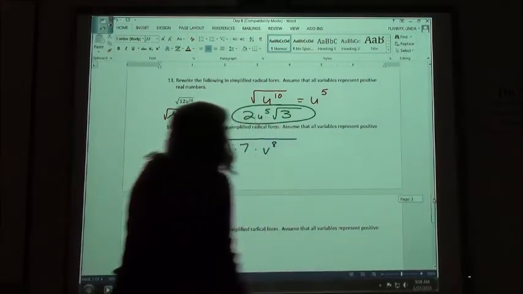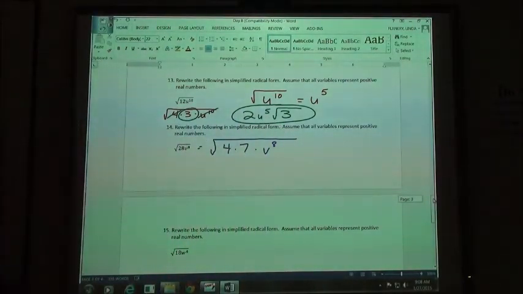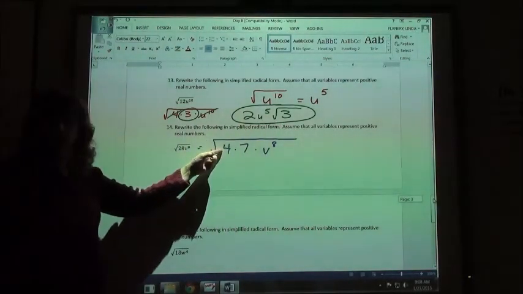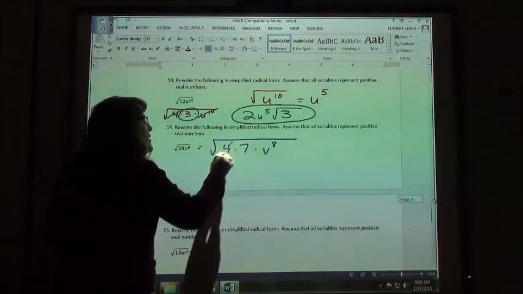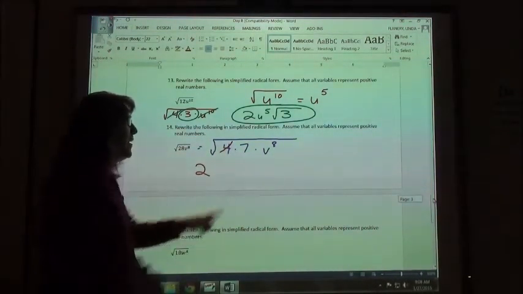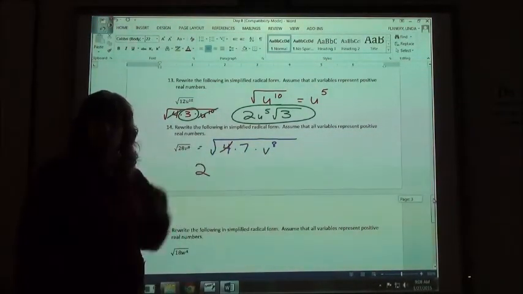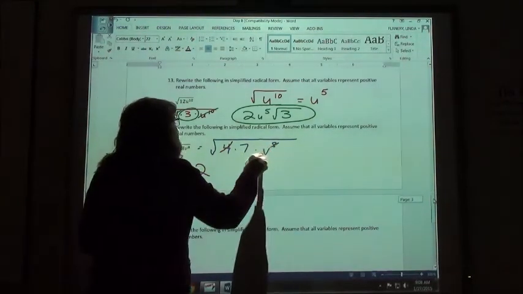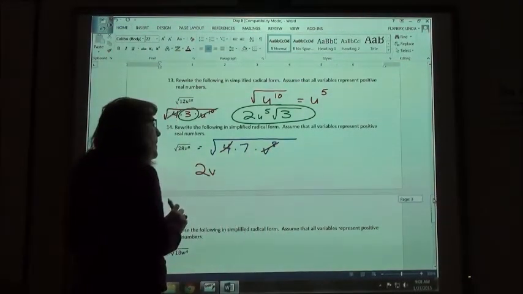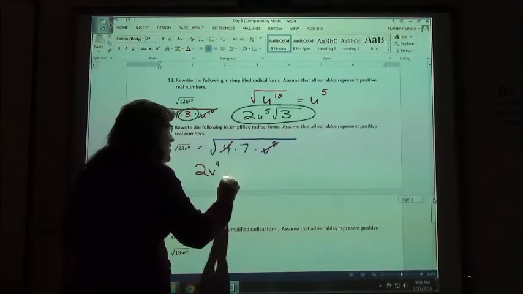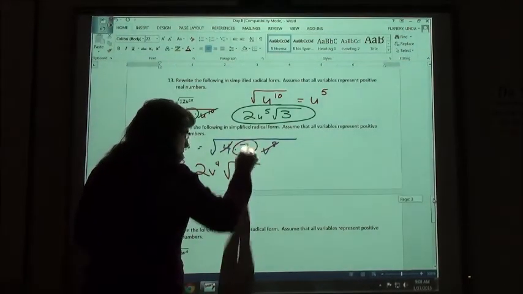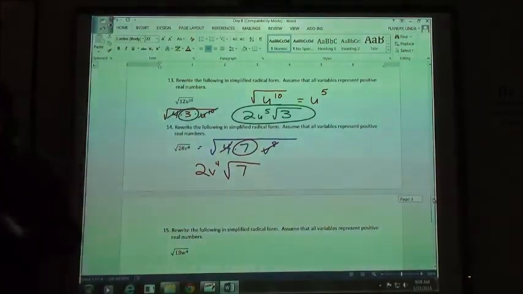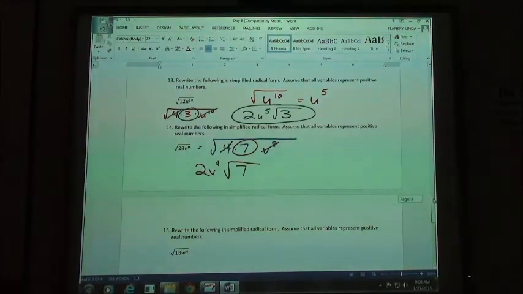Now we have to take out the square roots of our perfect squares. 4 is a perfect square. The square root of 4 is 2. V to the 8th will also be a perfect square. The square root of v to the 8th would be v to what power? 4, exactly. Half of 8 is 4. The 7, can't do anything with that guy. He's not a perfect square, so he's going to stay under the square root sign. So we get 2v to the 4th square root of 7.